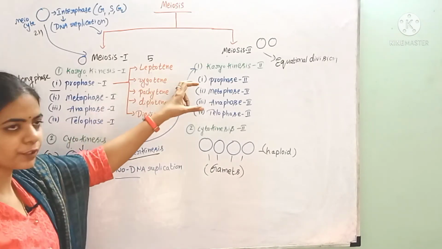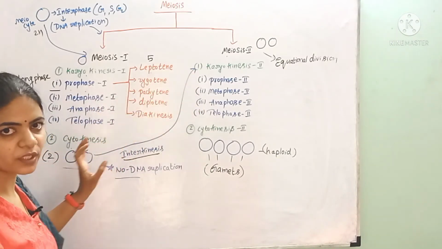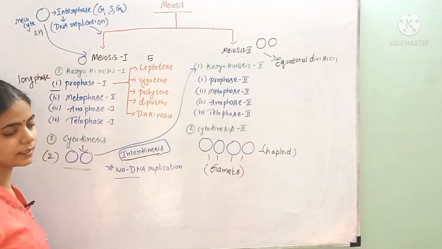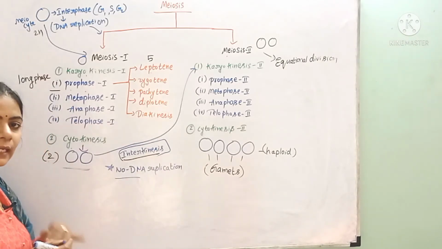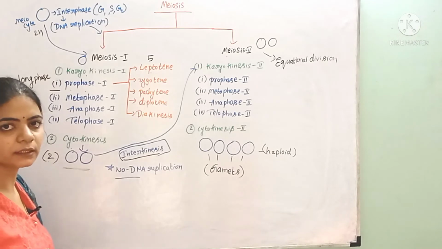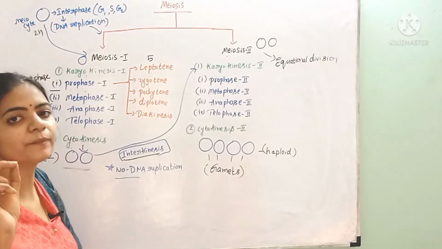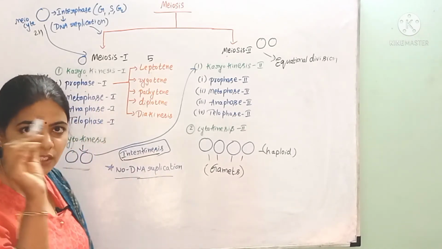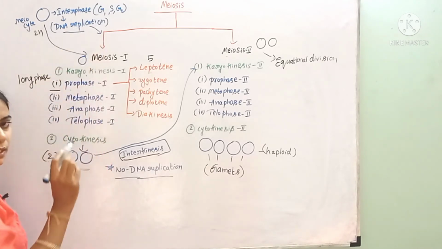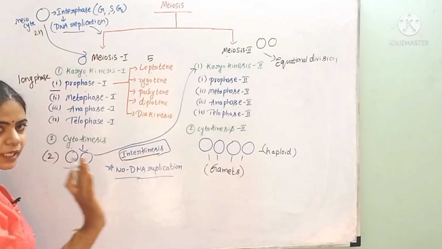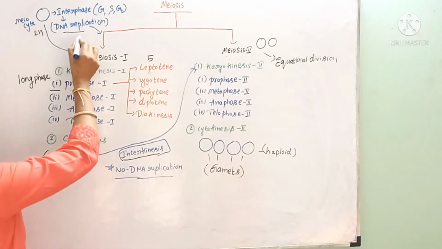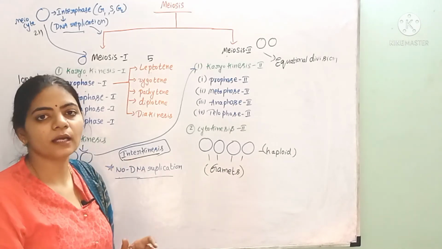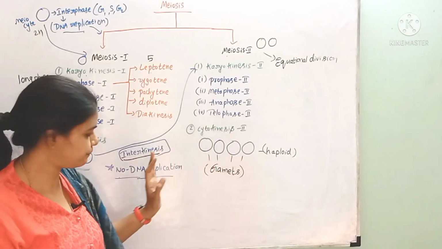There is a gap between meiosis 1 and meiosis 2. That gap is called interkinesis or intermeiotic division. What happens here? In the interkinesis, there is a little growth of the cell, but there is no DNA replication. DNA replication is seen only once. Of course, it is a double cycle, but DNA replication is not seen two times. Only the proteins and RNA required for meiosis 2 are prepared here.